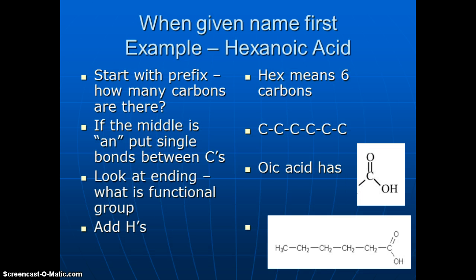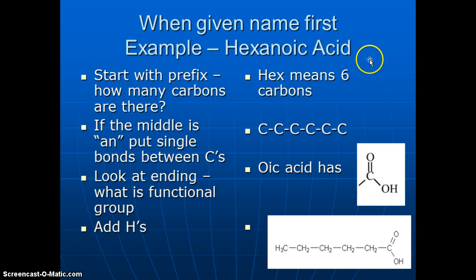So now let's put all three parts of the name together and figure out what it is. So let's go through this example, hexanoic acid. If I were to draw hexanoic acid, I would take this word and figure out from the three parts what it meant. I'd start with the hex. Hex means 6, so I know there are 6 carbons in this molecule. AN tells me that there are single bonds between the 6 carbons. So I would put carbons together, 6 of them with single bonds, just like this.